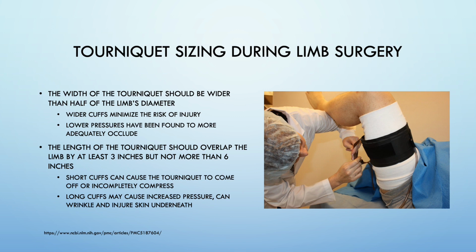What folks have found is that short cuffs can either pop off or incompletely compress the vessels. So greater pressures have to be used with shorter cuffs to occlude the vessels. Longer cuffs can cause inadvertent higher pressure and can also damage skin underneath by wrinkling and pinching it. And when those tourniquets are blown up to very high pressures, it's very easy to lead to injury.